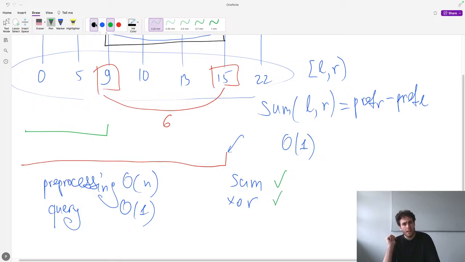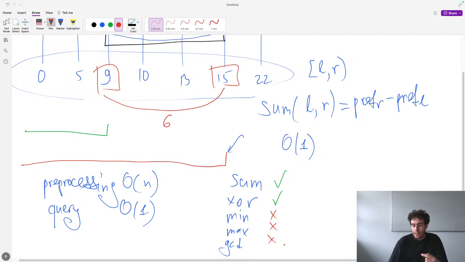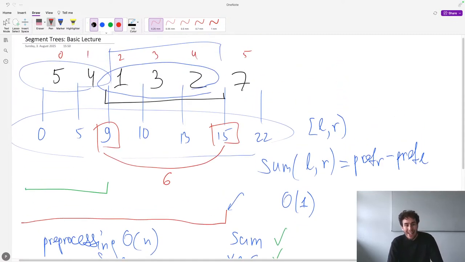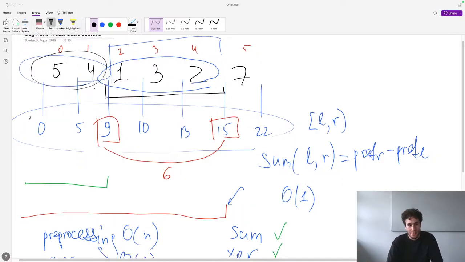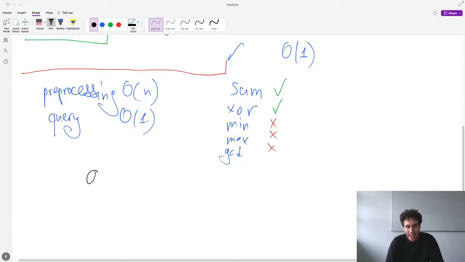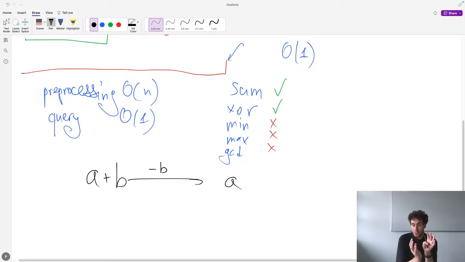There's also no problem. But if we would want something like minimum on a segment or maximum on a segment or a GCD on a segment, sadly we could not do it with prefix sums. Why? Because on a prefix sum we added some elements that we didn't want to add, and then we need to remove them. And the good property about sums is that when you add something, you can remove it by subtracting it, right? So if you had A plus B, you can go back to A by subtracting B. If you added B but you didn't want to add B, you can just subtract it.